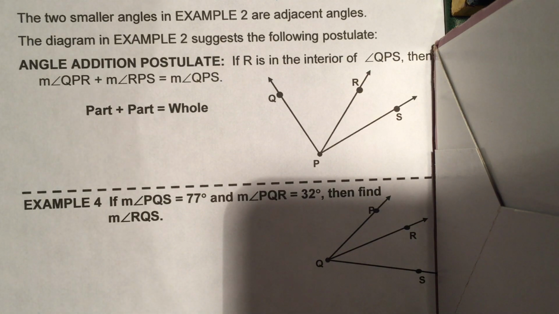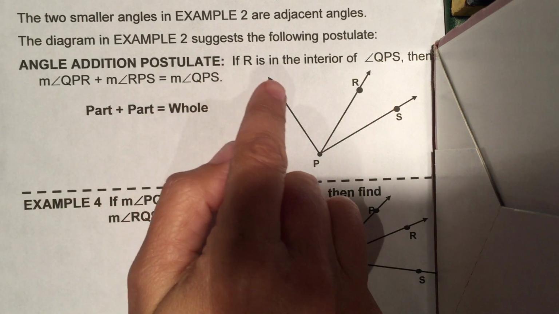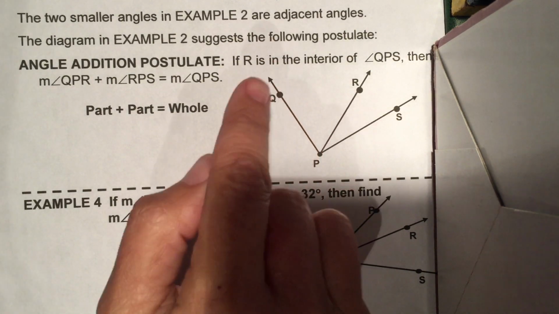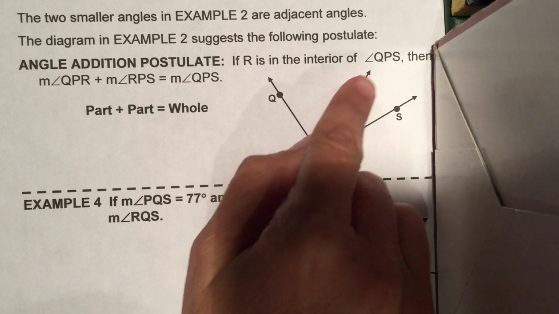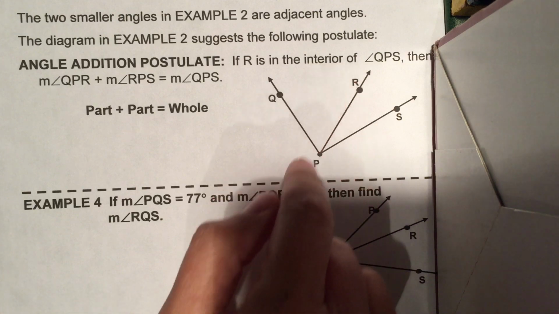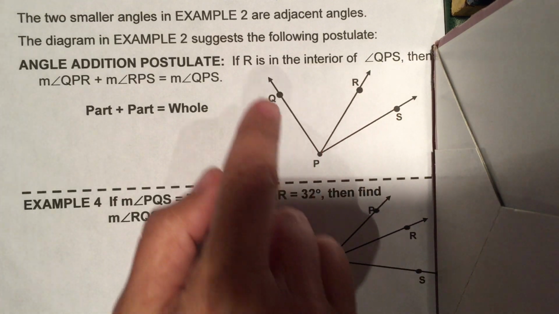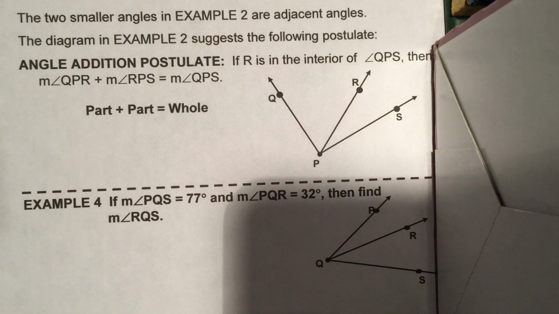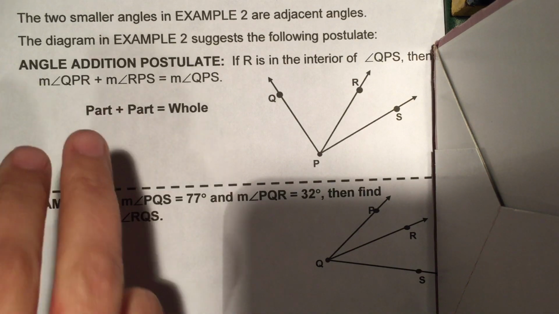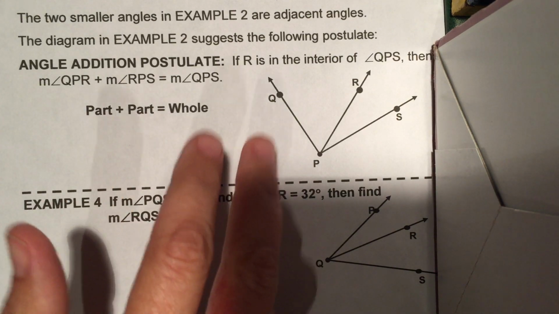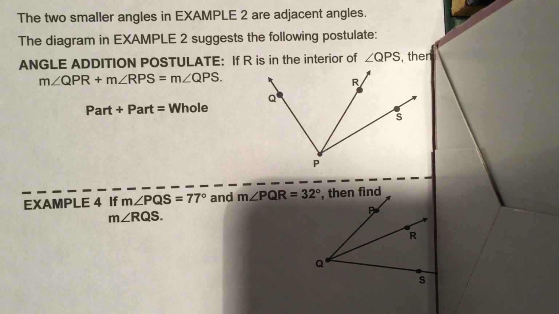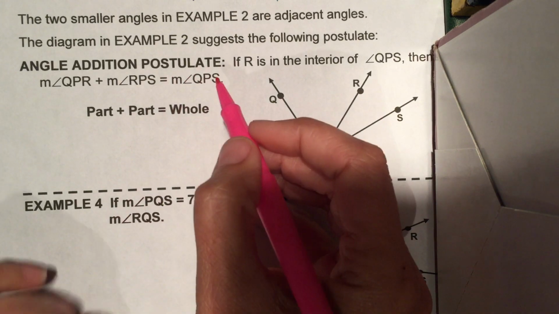So let's look at the examples here. The diagram in example 2 suggests the angle addition postulate, which is: if R is in the interior of angle QPS, then the measure of angle QPR plus the measure of angle RPS equals the measure of angle QPS. This is just like our segment addition postulate where the two smaller ones equal the whole, but we're doing it with angles now.